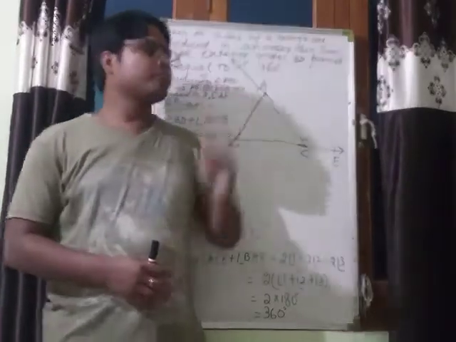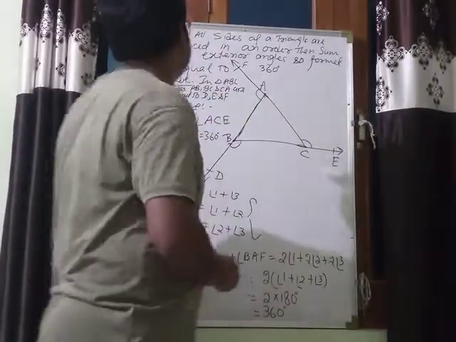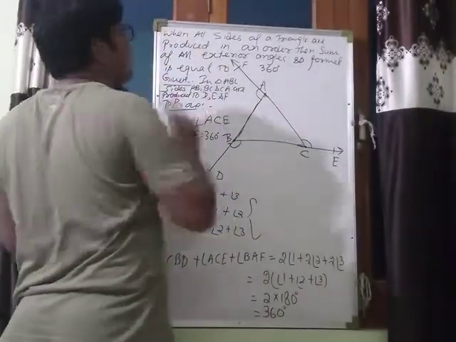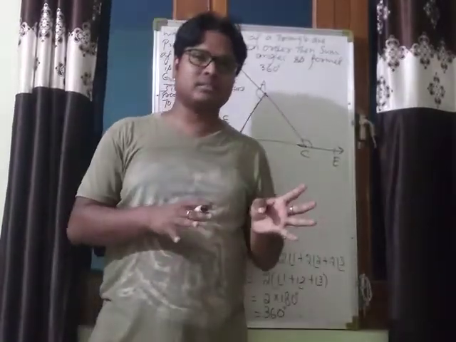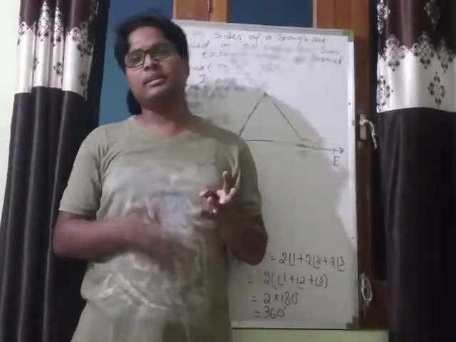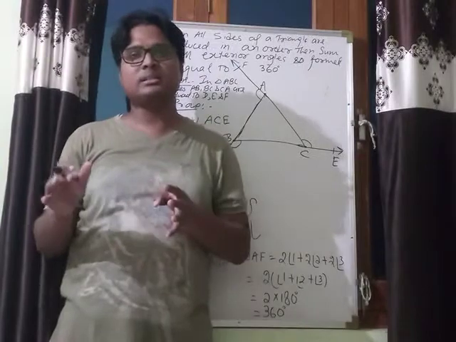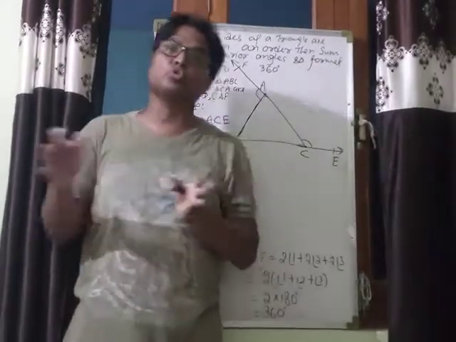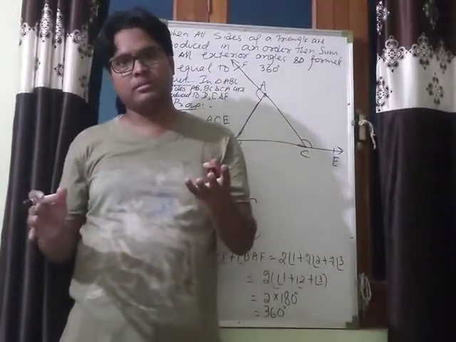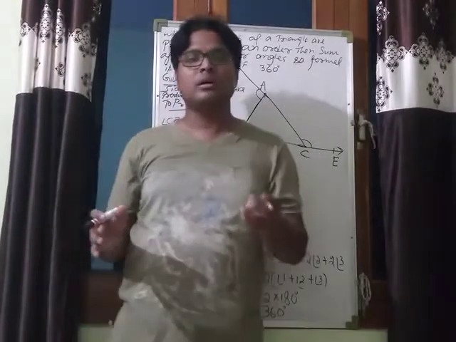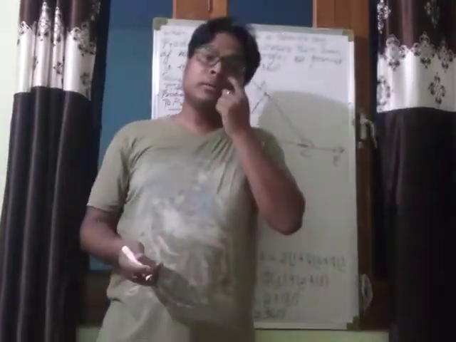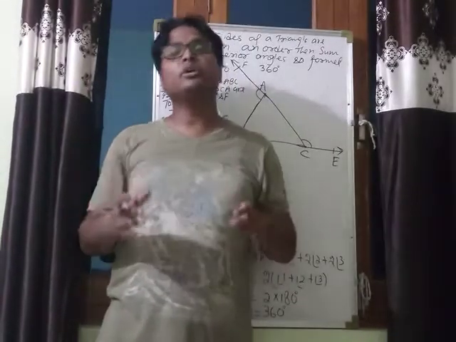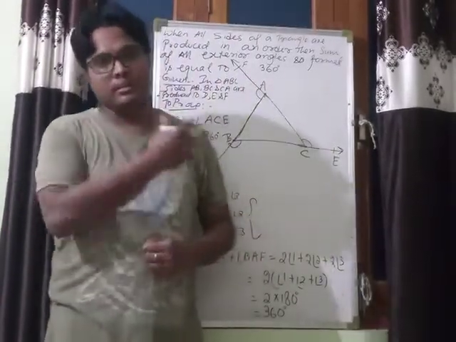The next property can also be written in the form of a theorem: there are three sides in a triangle, and when each side of any triangle is produced in an order, then clearly exterior angles are formed. Their sum will be equal to 360 degrees.